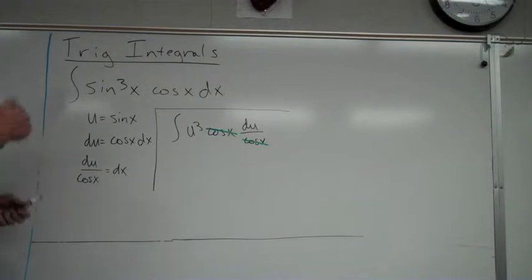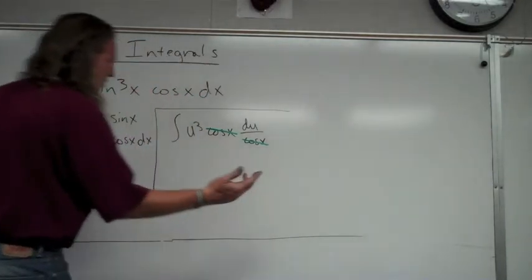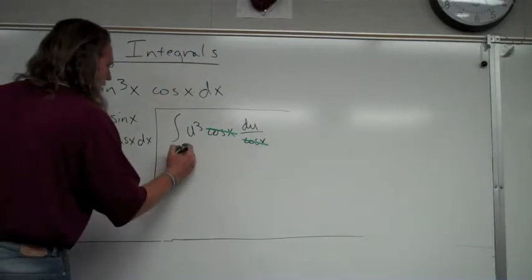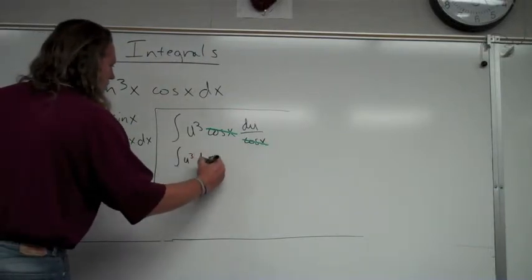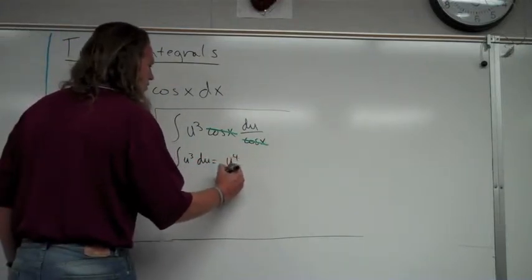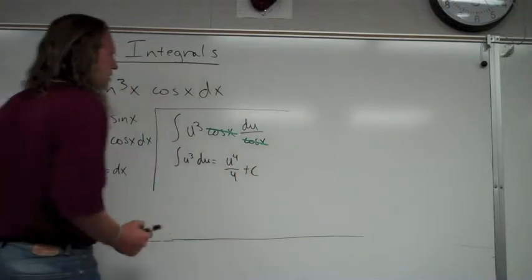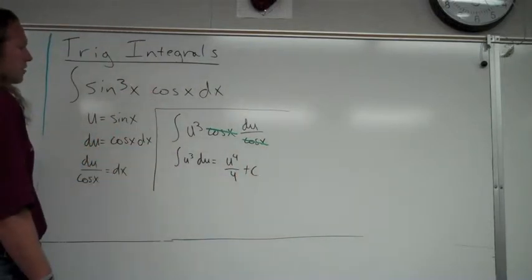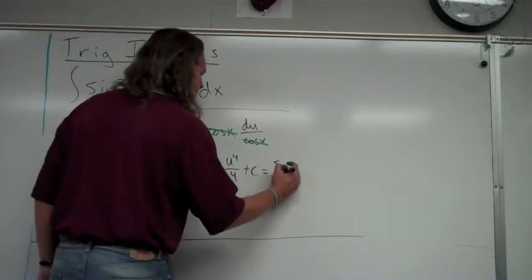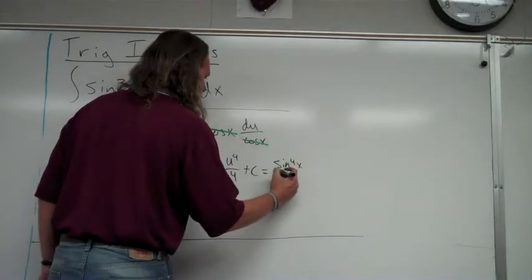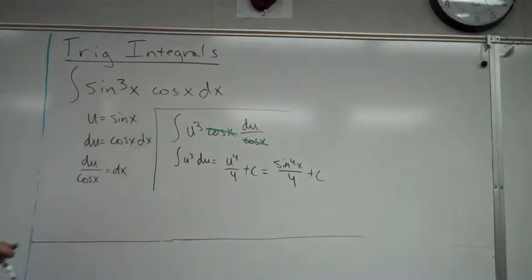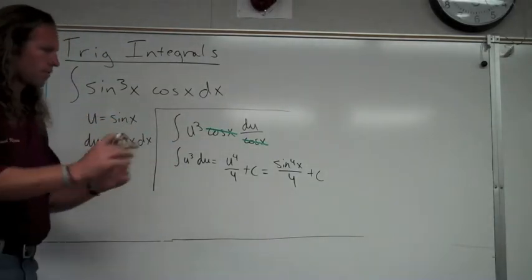U sub should always pretty much cancel something out, unless the derivative of the inner function is just a number, but I'm not dealing with that right now. So then all I have left is u to the third du. So I'll find the antiderivative of that. It's u to the 4th over 4 plus c. And then I will plug my sine of x back in for u. So it's sine to the 4th of x over 4 plus c. It's not sine of 4x.